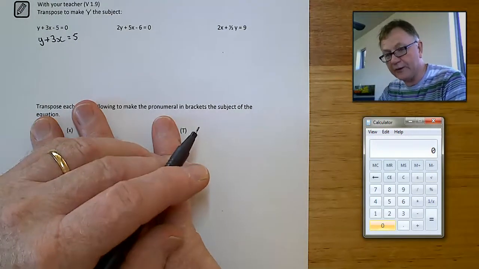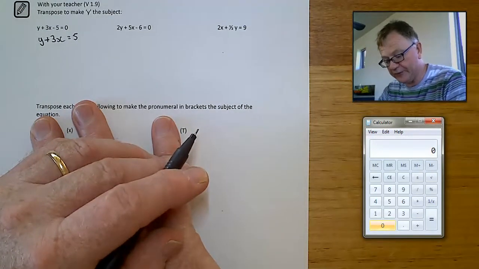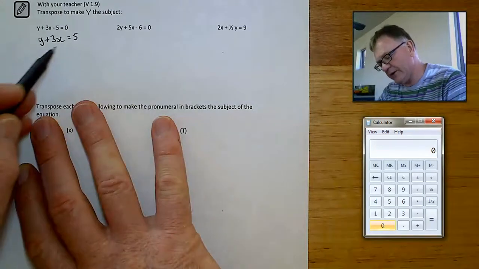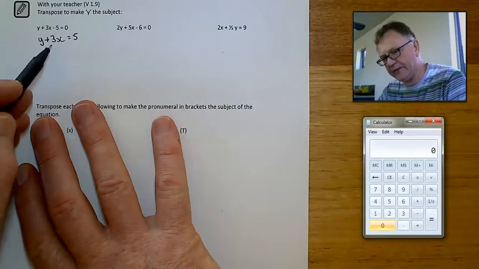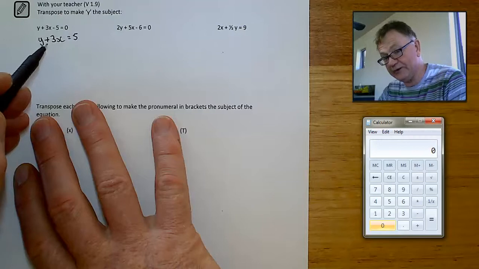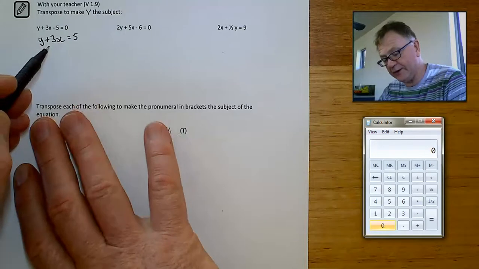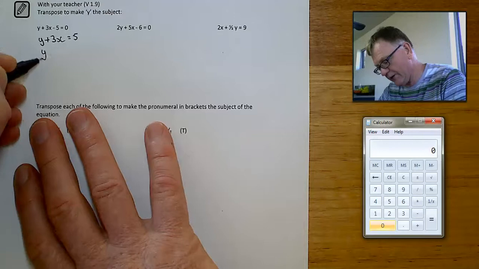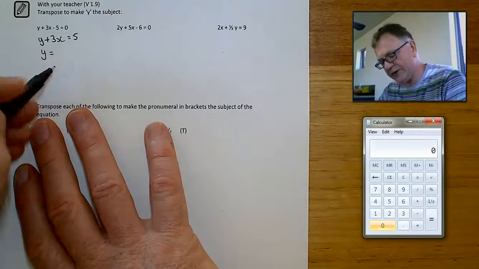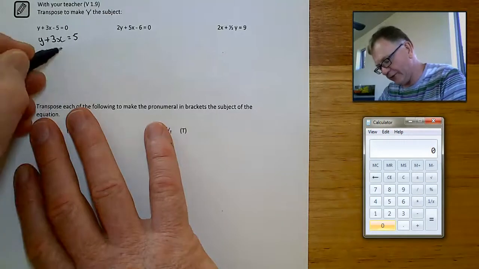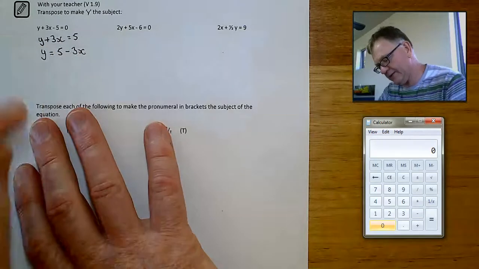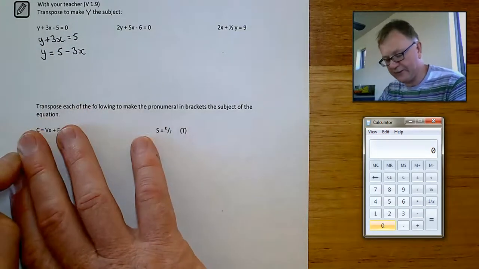Remember, I'm trying to get y equals, because that way y is the subject of the equation. Now I want to get rid of this plus 3x. The opposite of plussing 3x is taking 3x away. Take 3x away from this side and I will be left with y, but I've also got to take 3x away from the other side of the equation. So 5 take 3x, and I've done the transposition.